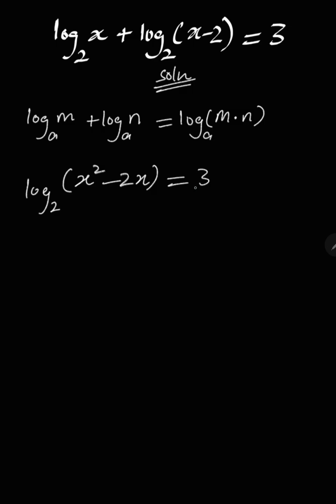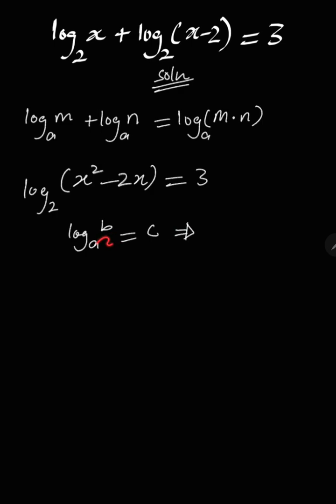And then the next property we are going to use is changing log to exponential. That is when you have log base a of b, if this is equal to c, then you can change this to an exponential, that is by taking this a and raising it to the exponent of c. That is, b will be equal to a exponent c. We are going to use this property now.